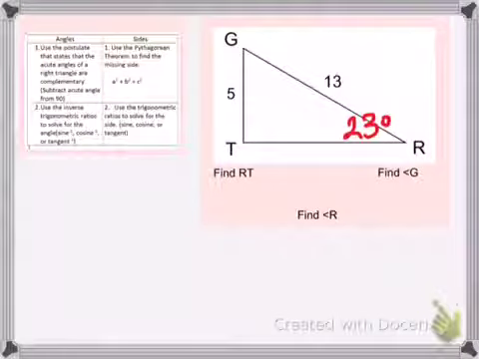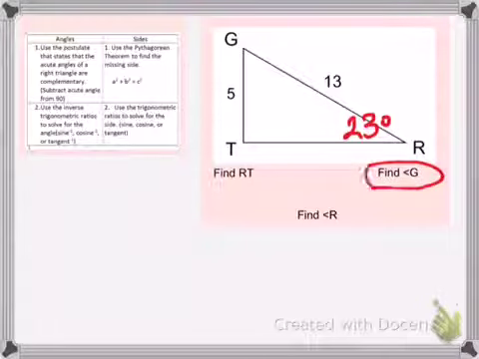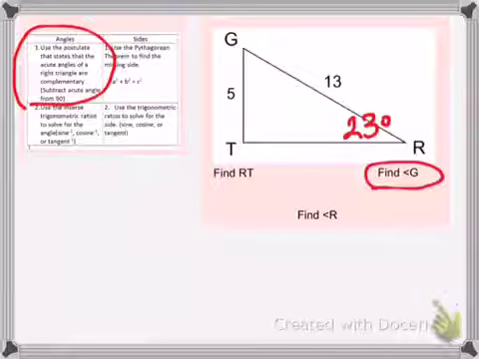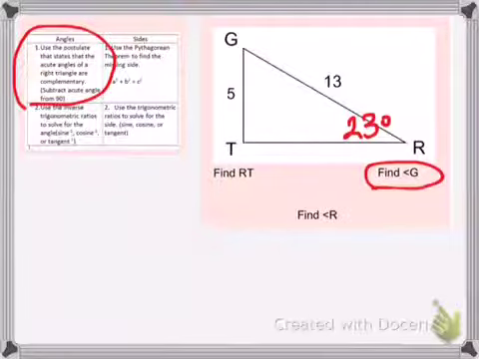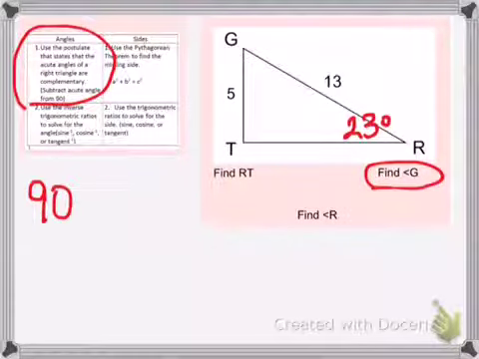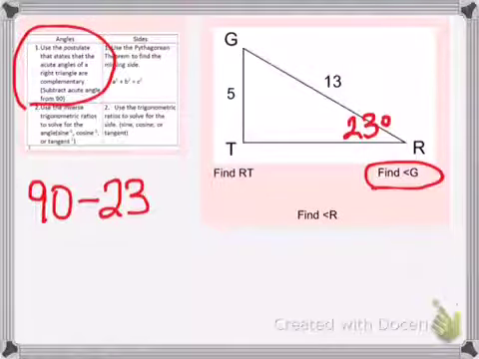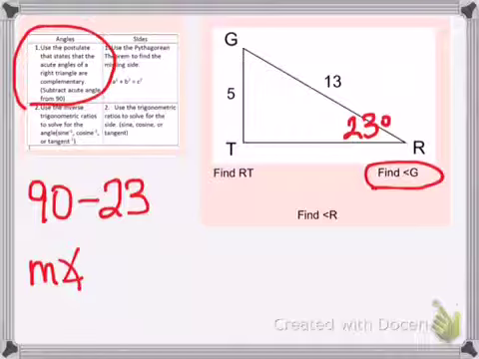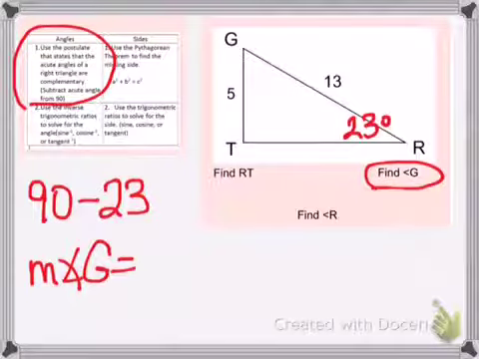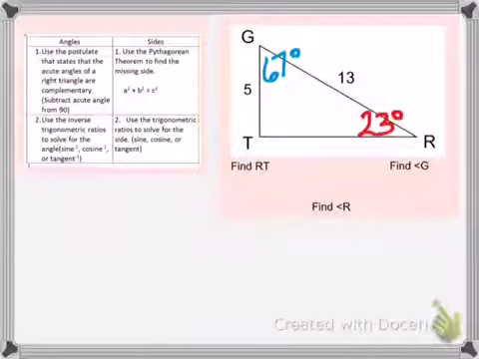If I know angle R equals 23 degrees, I know one angle, so I can use the postulate that states that the acute angles of a right triangle are complementary. To find angle G, all I have to do is subtract the acute angle from 90. So I would say 90 subtract angle R, which is 23 degrees, and that would tell me that the measure of angle G is going to equal 67 degrees. Now that I've found both angles, I can find my missing side.